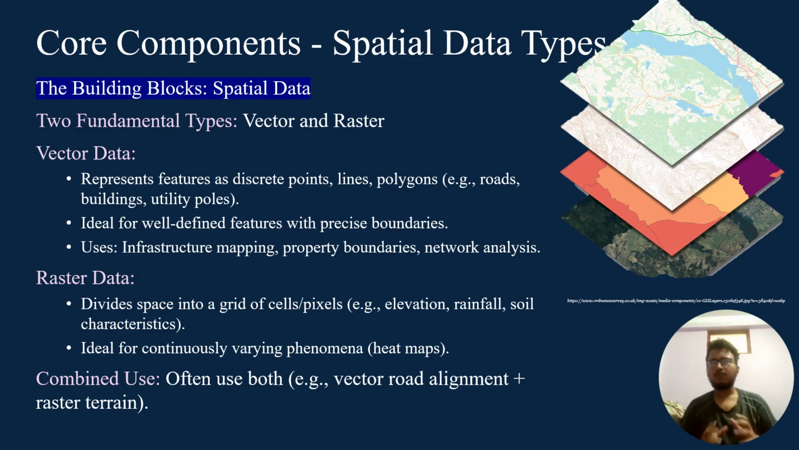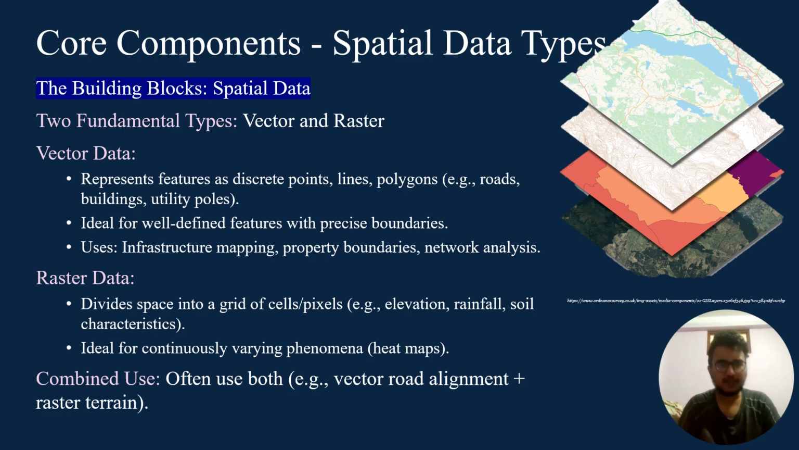GIS works with two fundamental types of spatial data, vector and raster. Vector data represents features as discrete points, lines, and polygons. Think of mapping a city's roads, which are lines, or buildings, which are polygons, or utility poles, which are points. Vector data is ideal for representing well-defined features with precise boundaries and locations. It's particularly useful in civil engineering for infrastructure mapping, property boundaries, and network analysis.